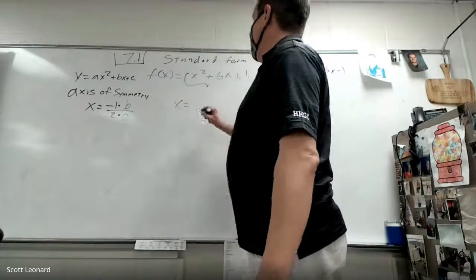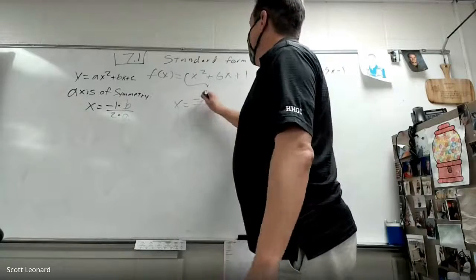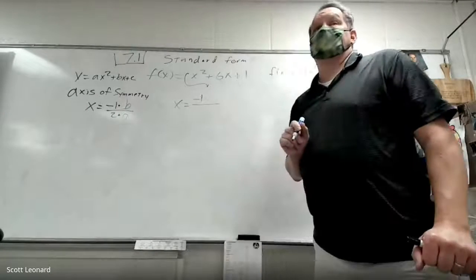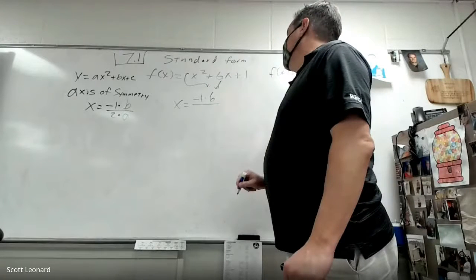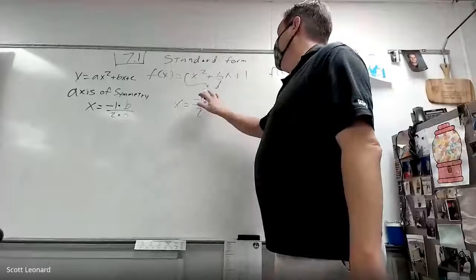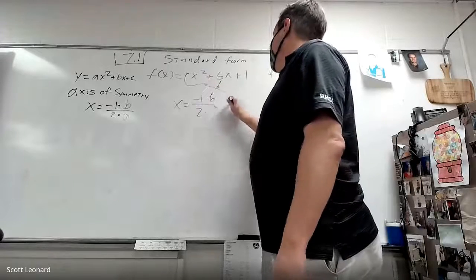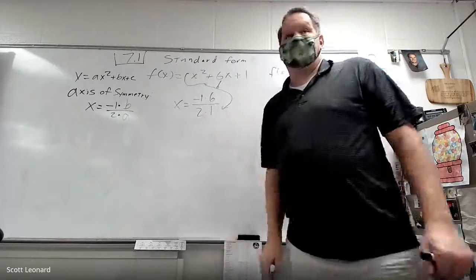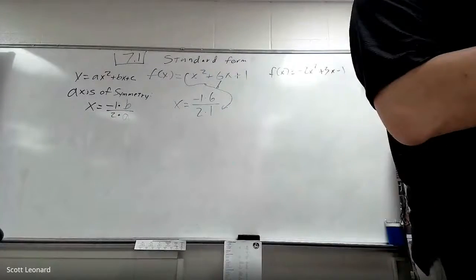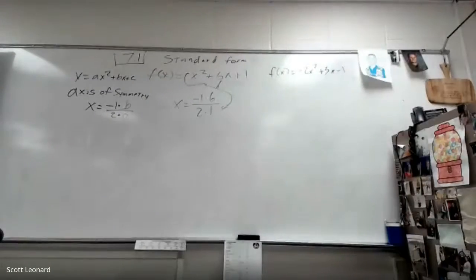It's -1 times B over 2 times A. My fault. So for this problem, x equals -1 times 6, that's the B value, over 2 times the A value, which is 1. All right. Take a second, see if you can find that axis of symmetry.